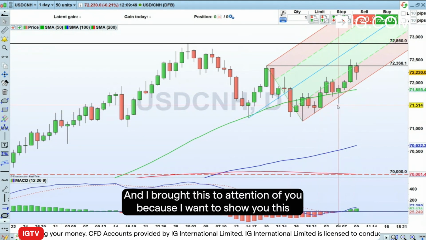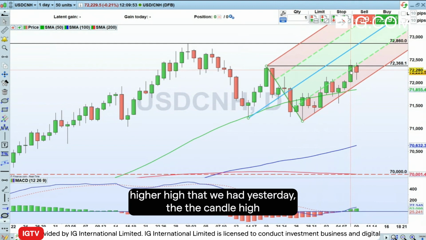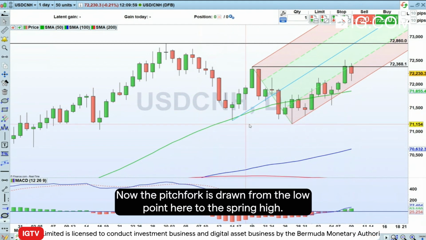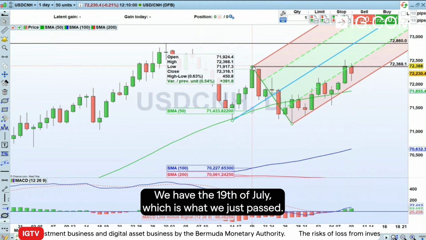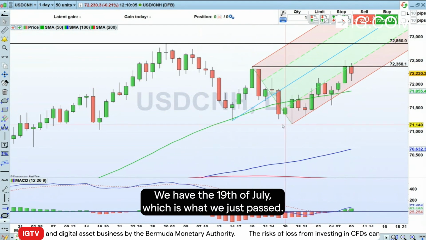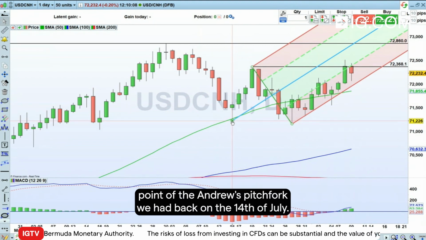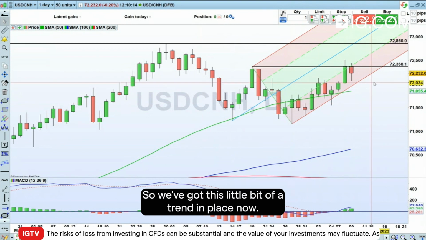And I brought this to your attention because I wanted to show you this higher high that we had yesterday. The candle high that we had took us up to levels not seen since the 7th of July. Now, the Andrews pitchfork is drawn from the low point here to the swing high we have on the 19th of July, which is what we've just passed, and the low point down here, which is lower than the lowest point of the Andrews pitchfork we had back on the 14th of July. So we've got this little bit of a trend in place.